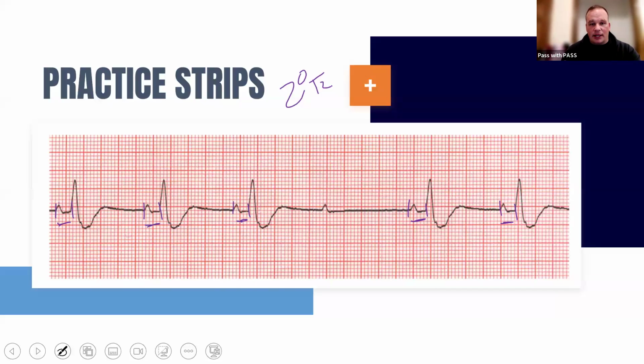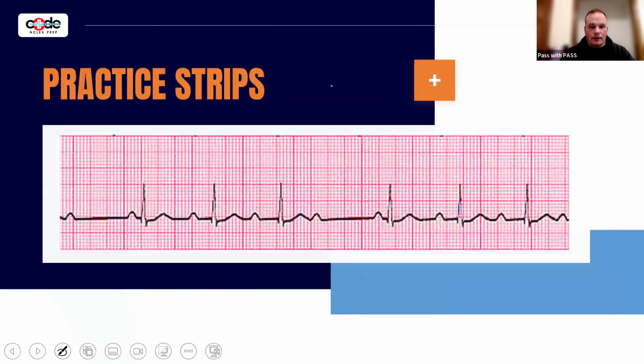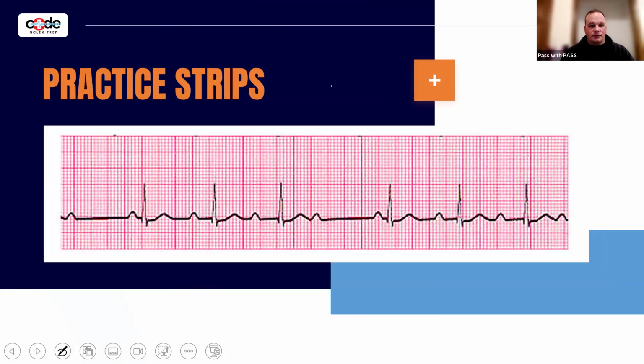Is it a block? Yes, it is. What's happening at the PRI? The PRI is going to tell me what type of block it is. That is the answer to the test, right? Look at the PR interval. Your answer is right there. It is the same for every conducted beat. It's the same for every QRS complex. It is a second degree type 2 heart block. Okay, so let's look at this one.